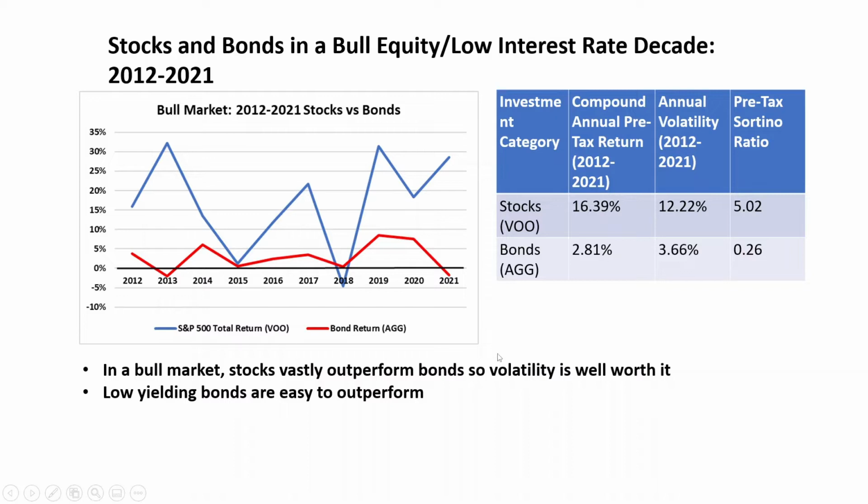The key things to take away here are that in a bull market, stocks vastly outperform bonds, so the volatility is worth it. This volatility is well worth it for these returns, right? And low-yielding bonds are easy to outperform, right? The interest rates were held low, so the alternative was to invest in stocks, and stocks took off, largely because of the low interest rate environment.